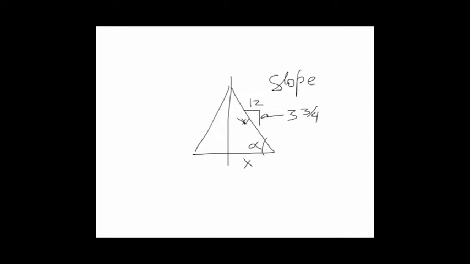So basically we know that the tangent of alpha is going to be rise over run, so that's 3.75 divided by 12. And we also know that x is going to be equal to w times the cosine of alpha. So if we have the tangent of alpha, we can find the cosine of alpha, and then we can find the value of w as basically x divided by the cosine of alpha.